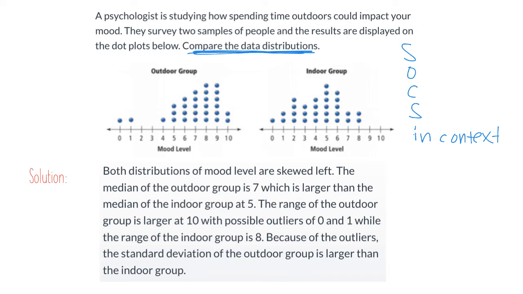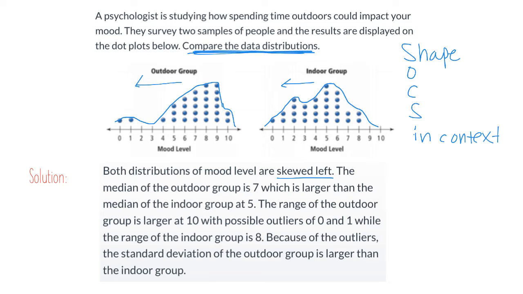So it says both distributions of mood level are skewed left. That's the shape. So you need to compare their shapes. The way we know they're skewed left, if you just picture a blanket or a sheet covering the distribution, there's a tail going to the left. And then same with this one. If we cover that up, there's a peak kind of to the right and then a tail going toward the left.